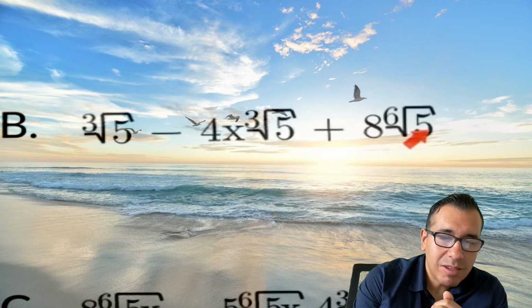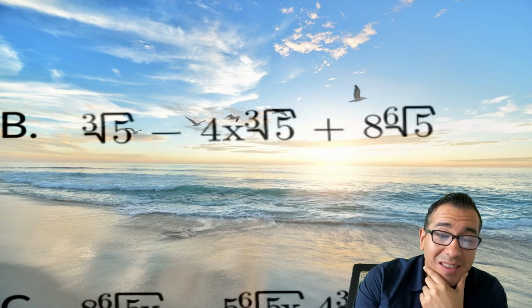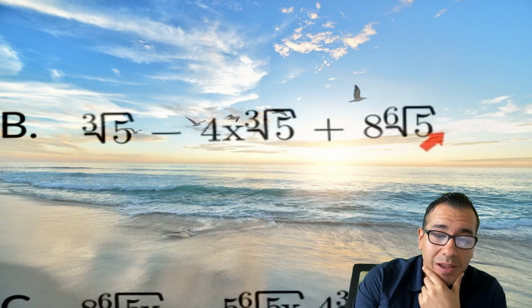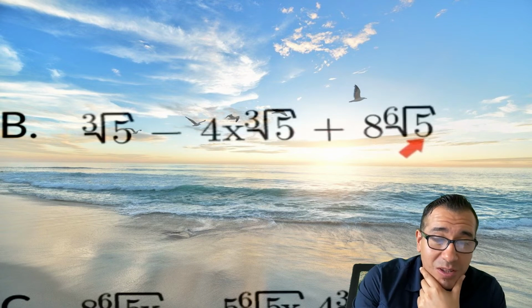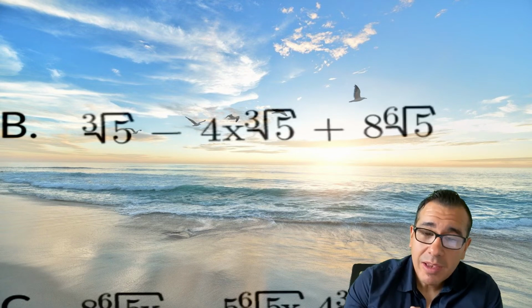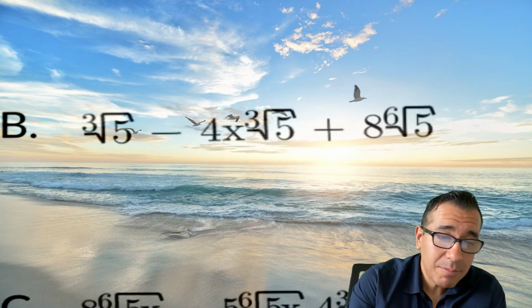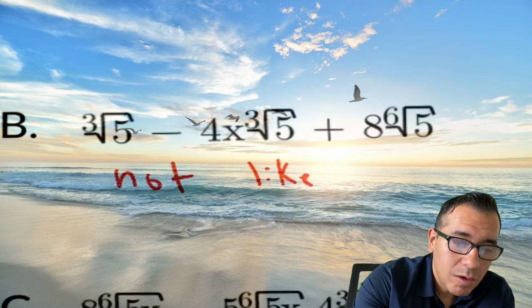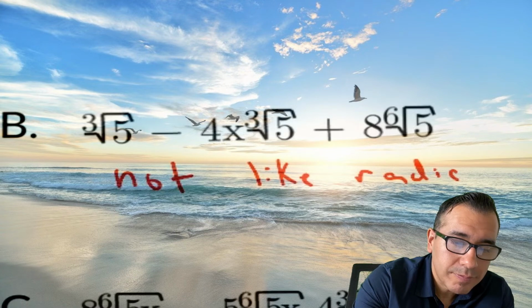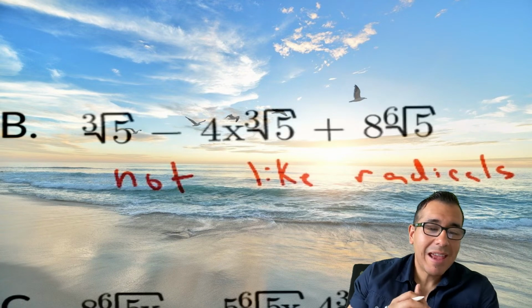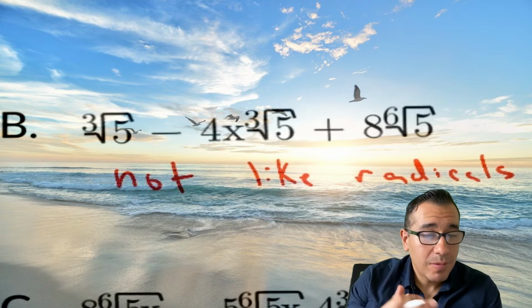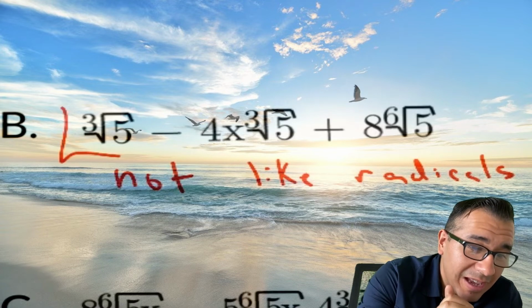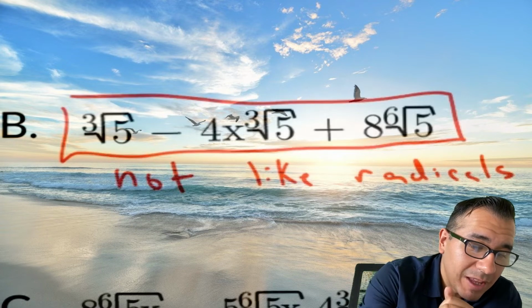All right, let's check out this one over here. I have the 6th root. So actually, for this one, there is nothing we could do. Our answer would remain the same, because these are not like radicals. These are not like radicals. So I just leave it exactly the same there.